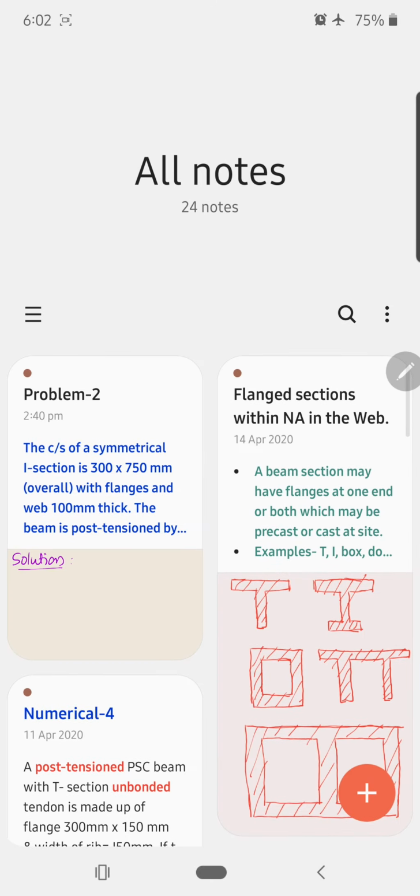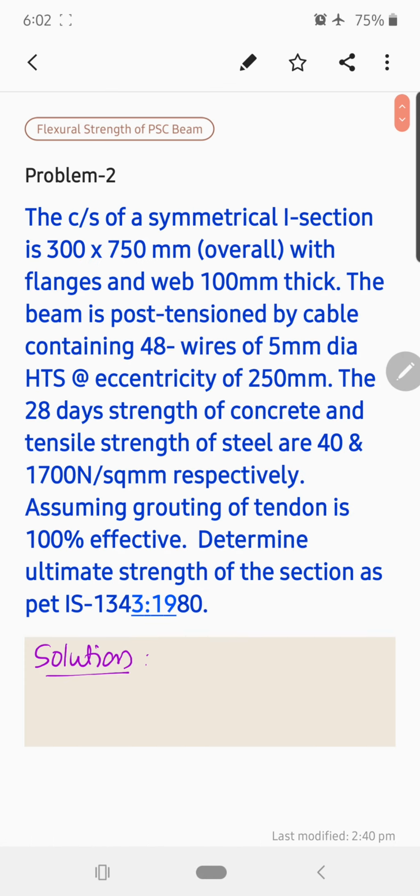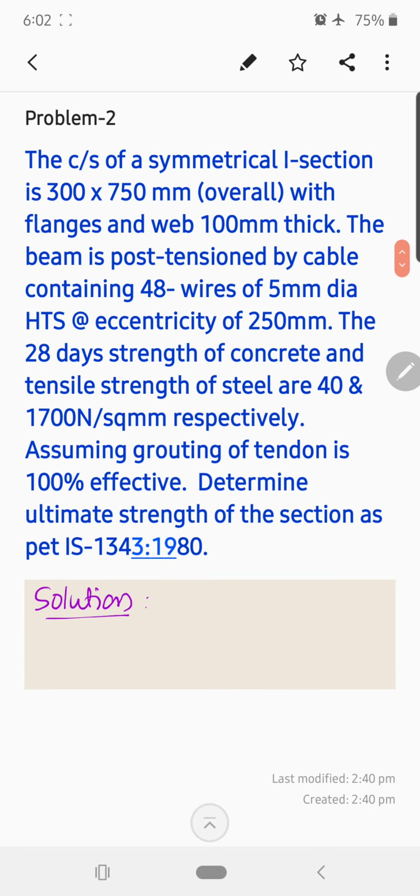Now we'll take the next problem, the second problem, the last problem. It is a symmetrical I section, 300 by 750 overall depth, with flanges and web of 100 thick. The beam is post tensioned by a cable of 48 wires of 5 diameter. So there are 48 wires of 5 diameters. Eccentricity is mentioned here. The 28 days cube strength is mentioned.